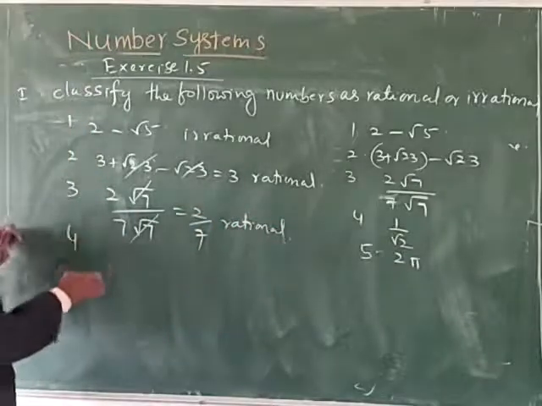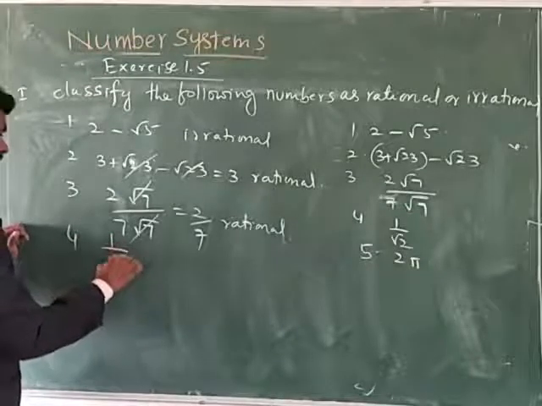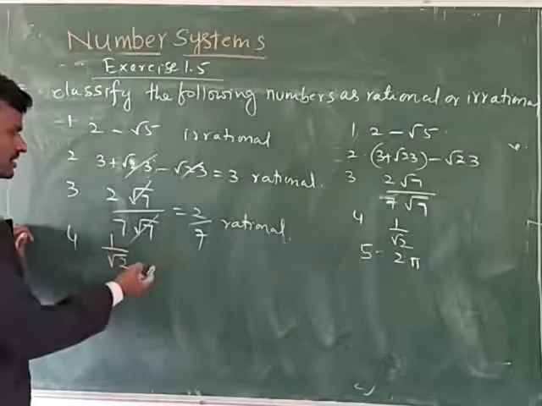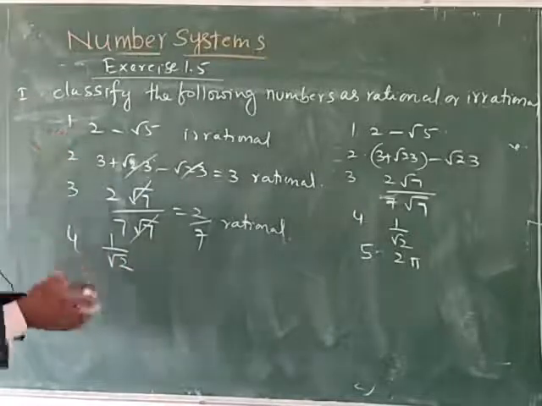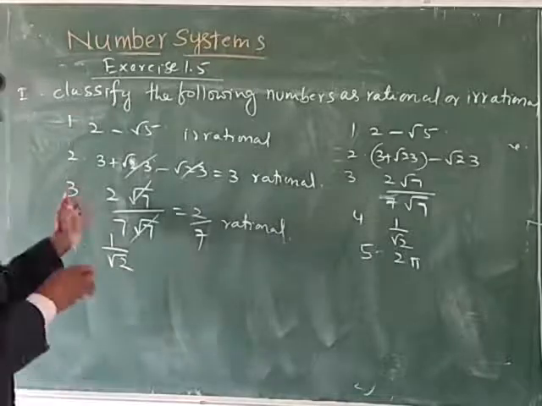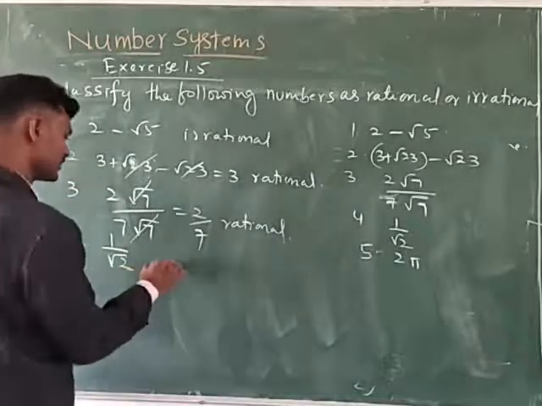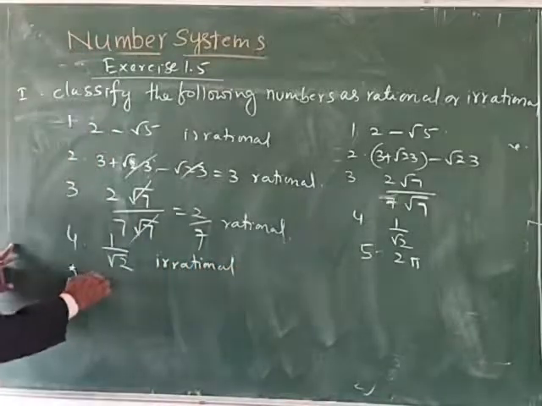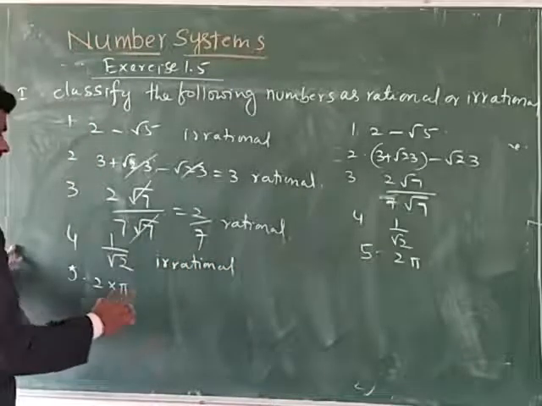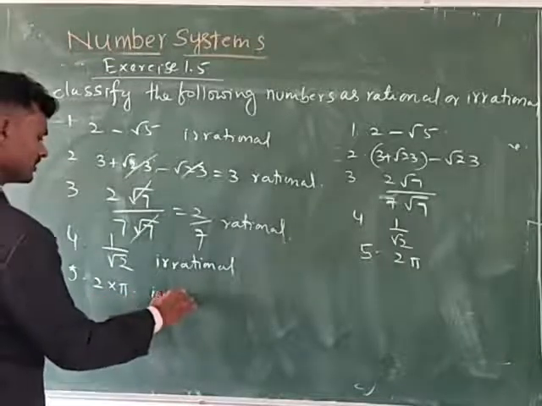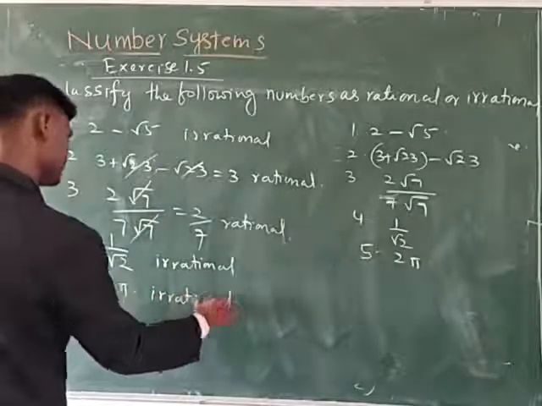Next, the fourth one is 1 by root 2. Here 1 is rational and root 2 is irrational. Its quotient is also irrational. The sum, difference, product and quotient of a rational and an irrational is again irrational. And the fifth one: 2 is rational and pi is irrational. The product of a rational and an irrational is also irrational. Note down.